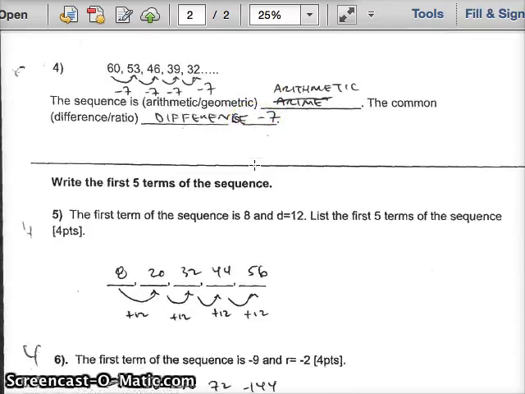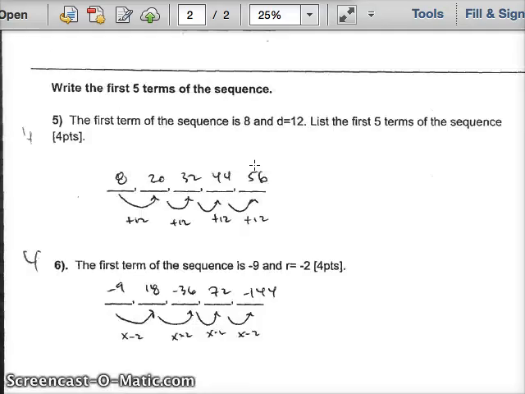Question number 5, write the first 5 terms of the sequence. The first term of the sequence is 8, so there you just write an 8, and it says D is equal to 12. So D equals 12 means it's a common difference, therefore you should be adding 12 to each of those. If you missed one, I took off a point, so you would get a 3 out of 4. If you missed 2, then I took off 2 points.